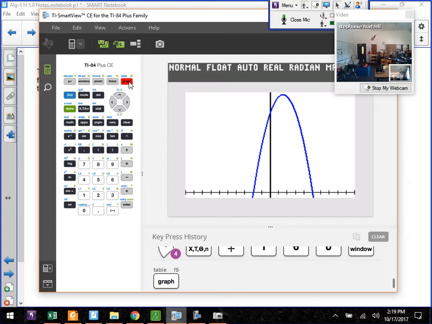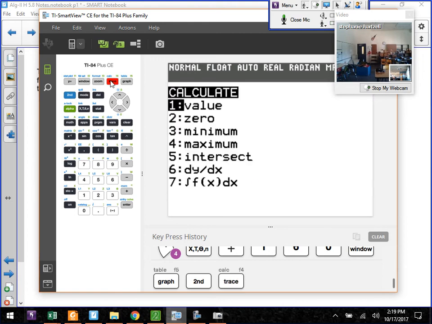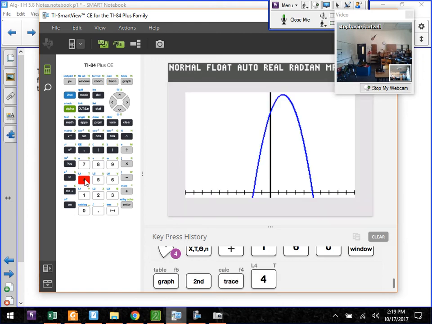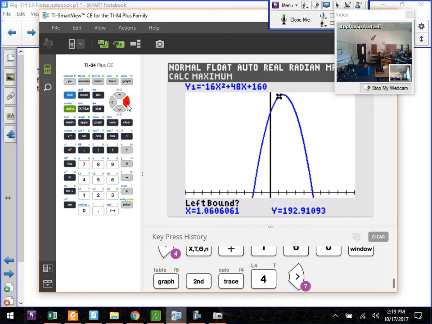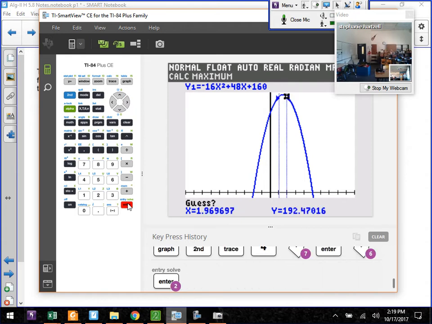Okay. So from here, if I want to first find out what the maximum height was, I hit second and calculate maximum. And then you just have to move my boundaries left and right a bit. So remember, moving your left boundary would be to the left of what appears to be the maximum. Hit enter. Move to the right of it. Hit enter again, and hit guess.